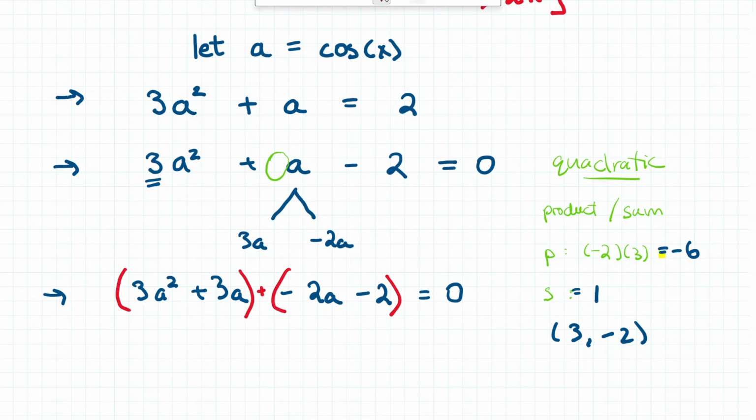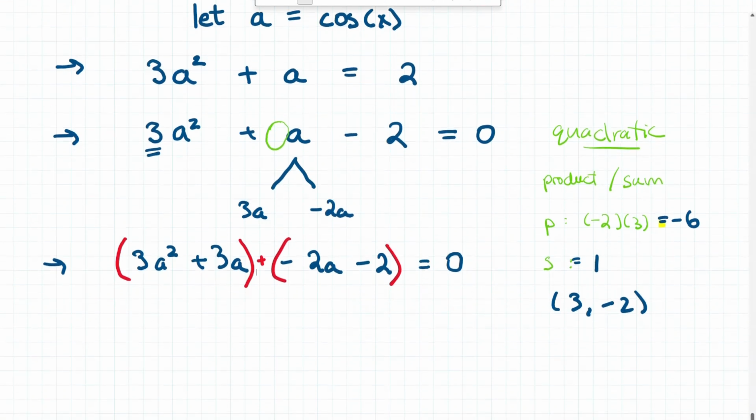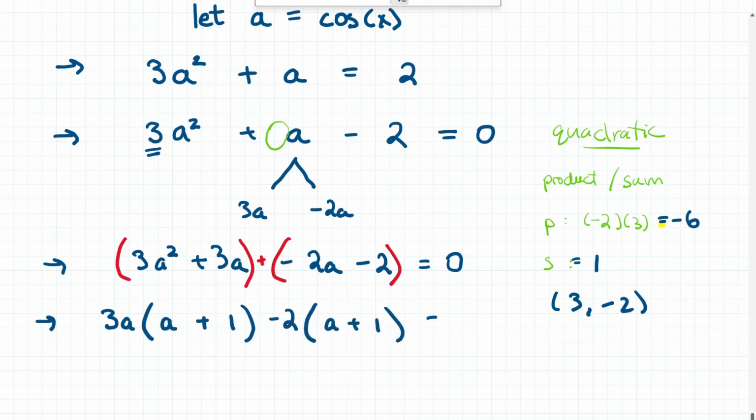Let's go ahead and factor out from both of these terms. Here I can factor out a 3a, which gives me a plus 1. And then here I can factor out a -2, which gives me a plus 1. And then I set that equal to 0.